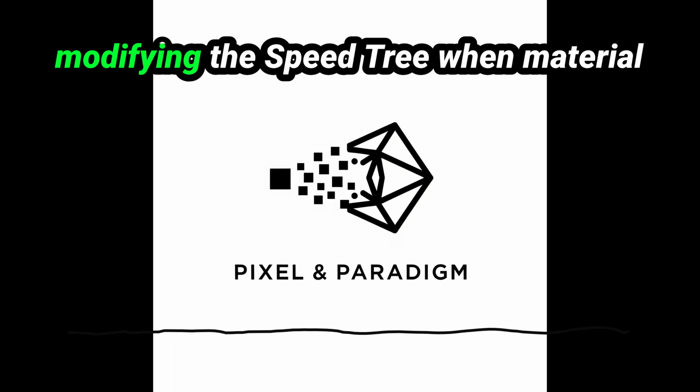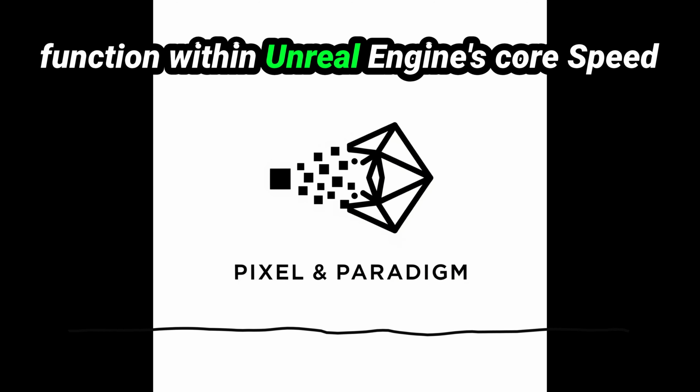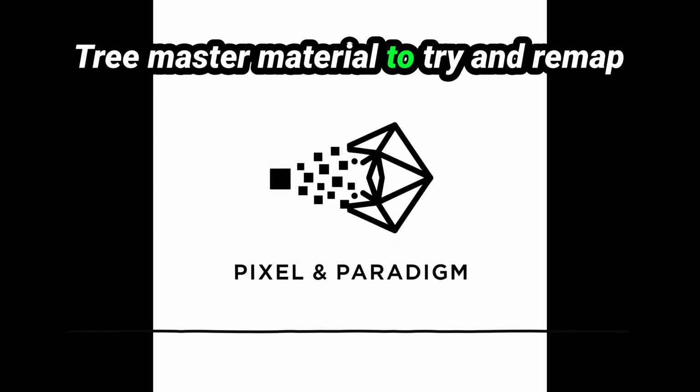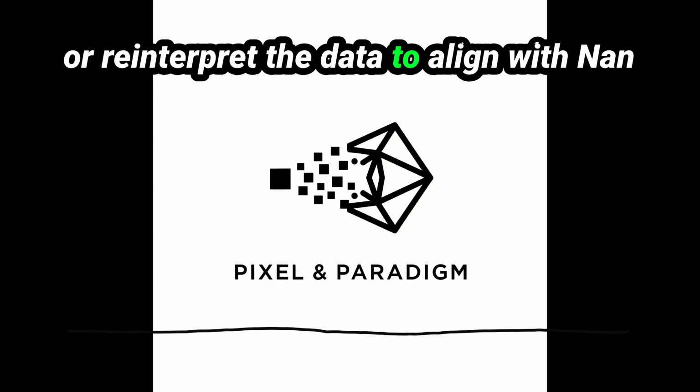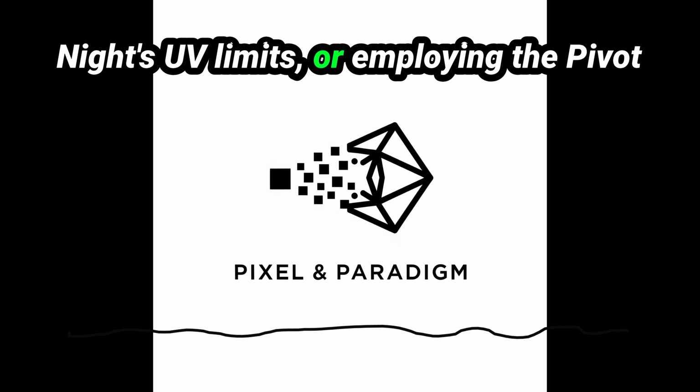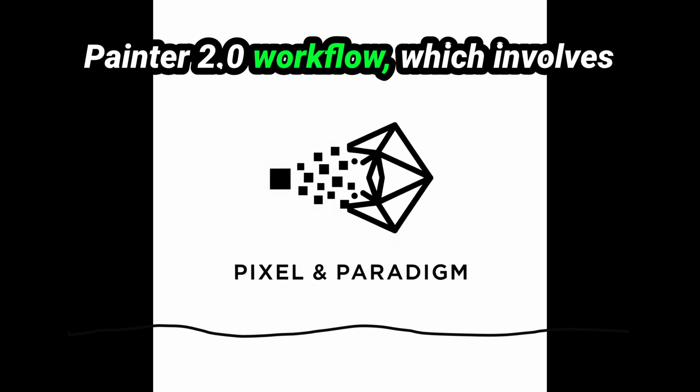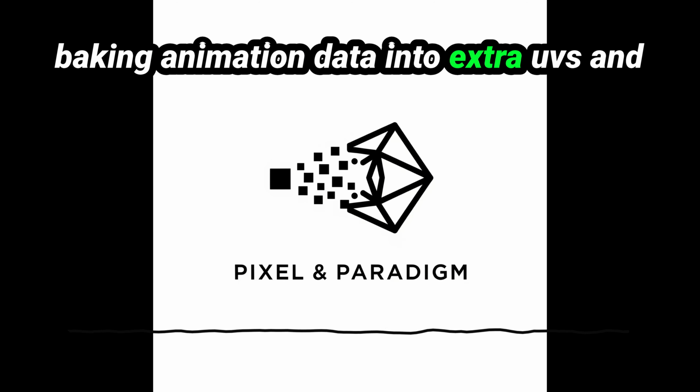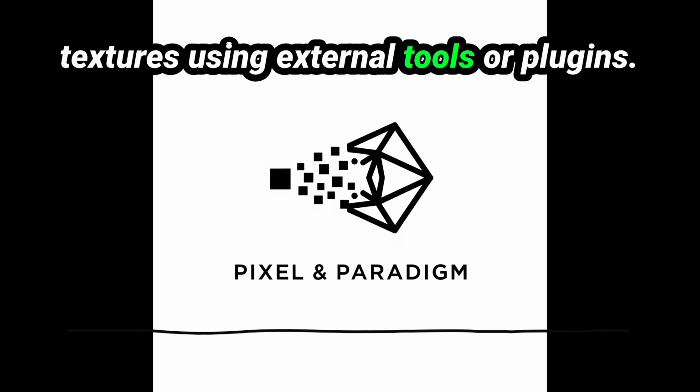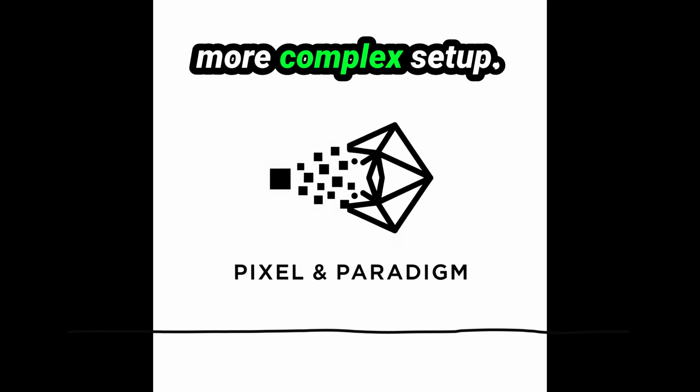Things like manually modifying the SpeedTree wind material function within Unreal Engine's core SpeedTree master material to try and remap or reinterpret the data to align with Nanite's UV limits. Or employing the Pivot Painter 2.0 workflow, which involves baking animation data into extra UVs and textures using external tools or plugins, but that's a significantly more complex setup.